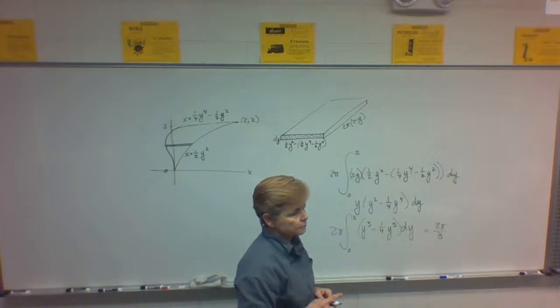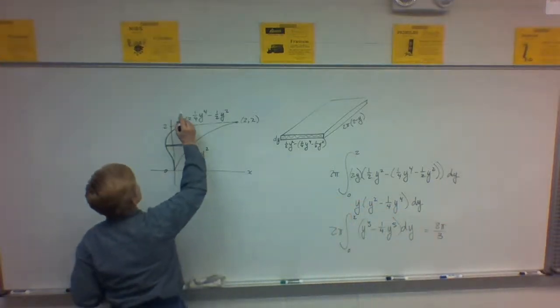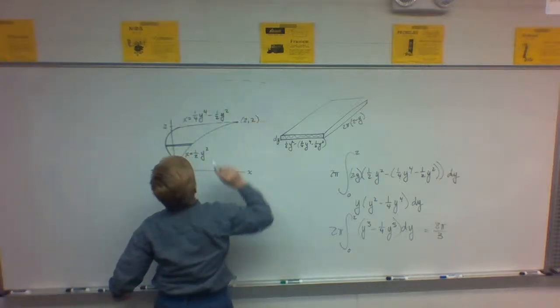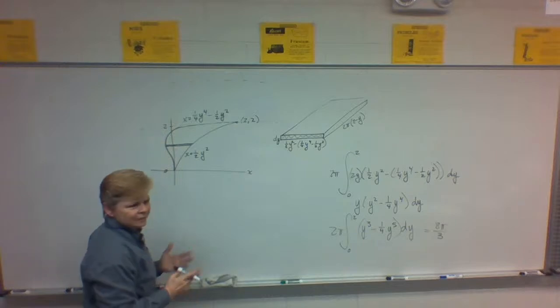Yes or no? So what's going to change in the C part if we wrap it around the line y equals 5? How much will the radius be? 5 minus y. That's all.